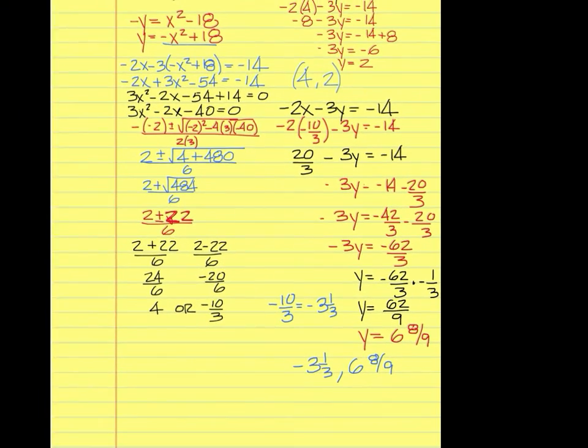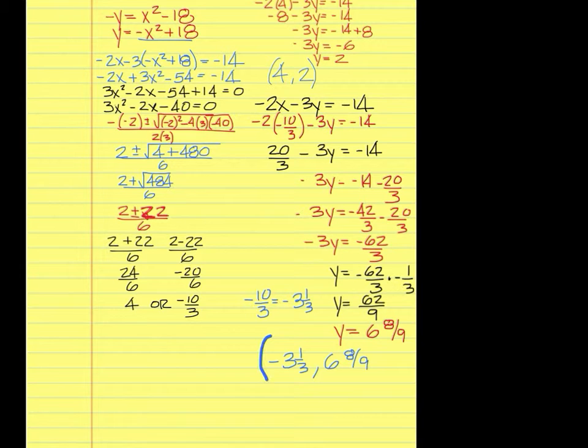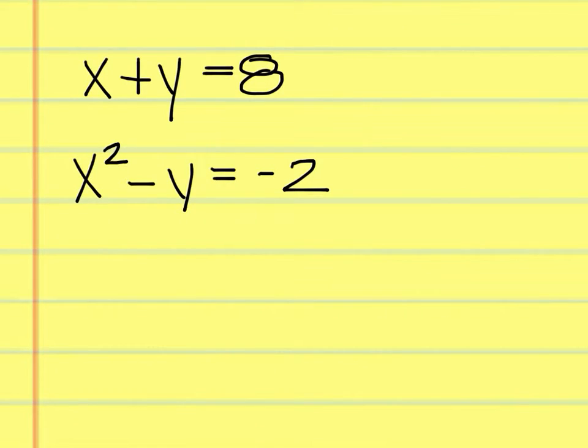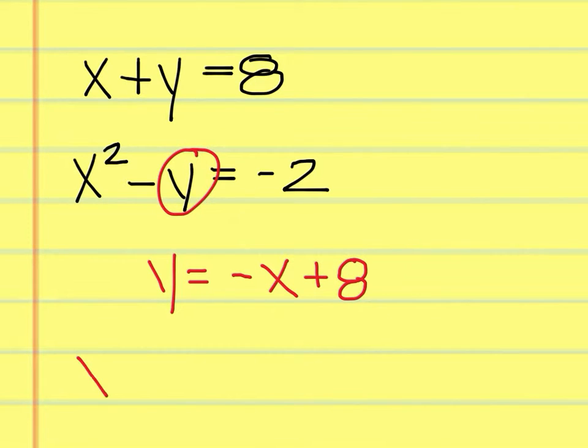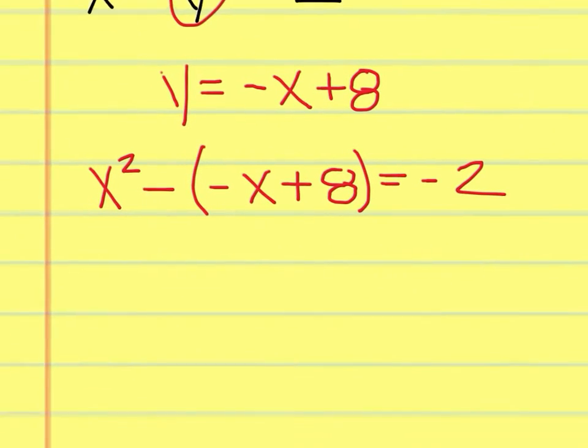So you have 4, 2, and then negative 3 1/3, 6 and 8/9. In this problem, you can choose to isolate this y, this x, or this y. I think the easiest one up here would be this y. So y would equal a negative x plus 8. And if I insert that into here, I have x squared minus the quantity of a negative x plus 8 equals a negative 2.